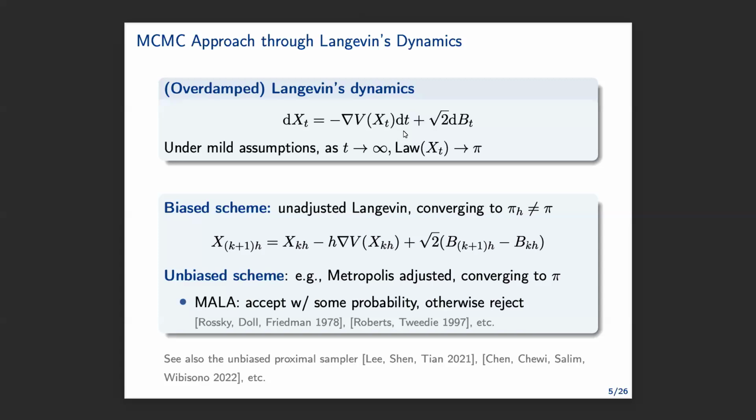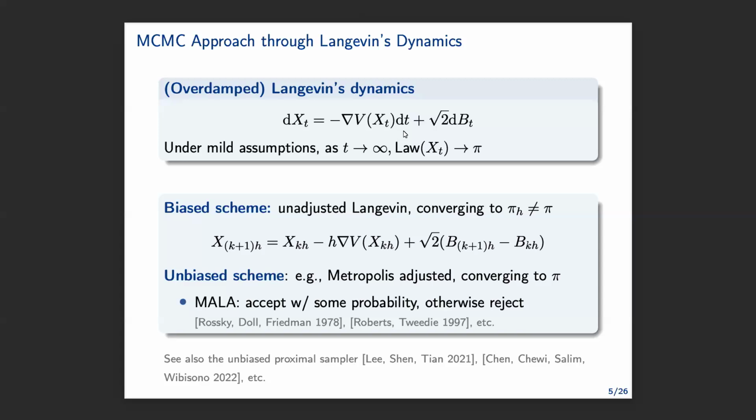There are also other recent developments in the theoretical computer science literature that use the proximal sampler, with inspirations from proximal optimization methods, that are also unbiased and have similar theoretical results. So there are many possibilities for turning this continuous dynamics into an algorithm that we can implement on computers.